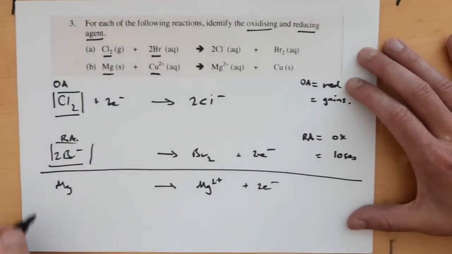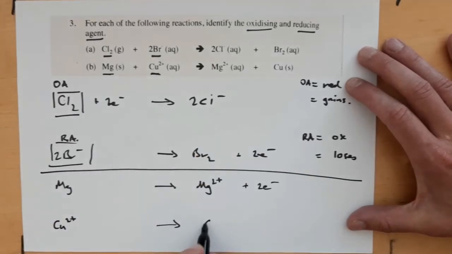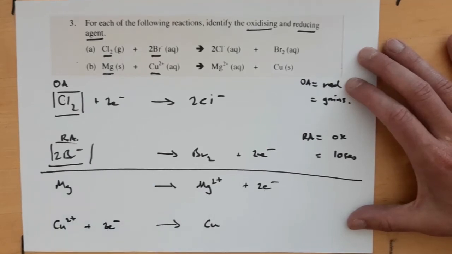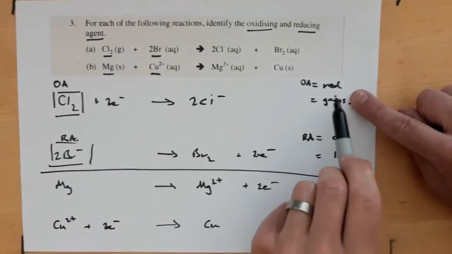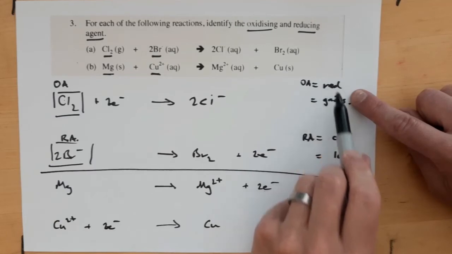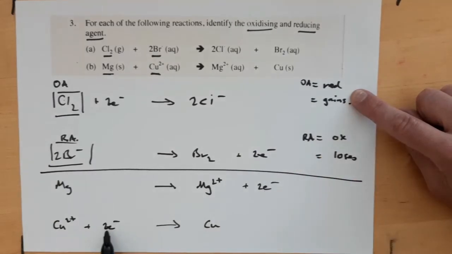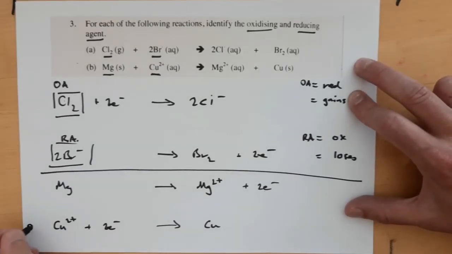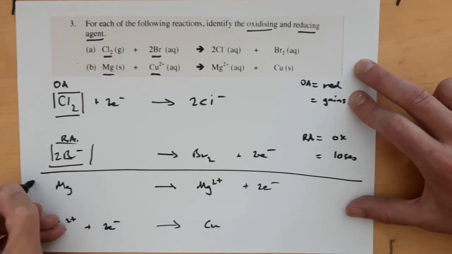Let's do the next one, Cu2 plus goes to Cu. Our charge on this side is 2 positive, and on this side it's neutral, so we need to get this side down to neutral. So let's take those electrons and add them there. Again, let's apply this logic. The oxidizing agent is the one that's reduced, the one that's gaining electrons. These electrons are being gained by this, therefore this is being reduced, therefore the Cu2 plus is the oxidizing agent, and therefore this is the reducing agent here.